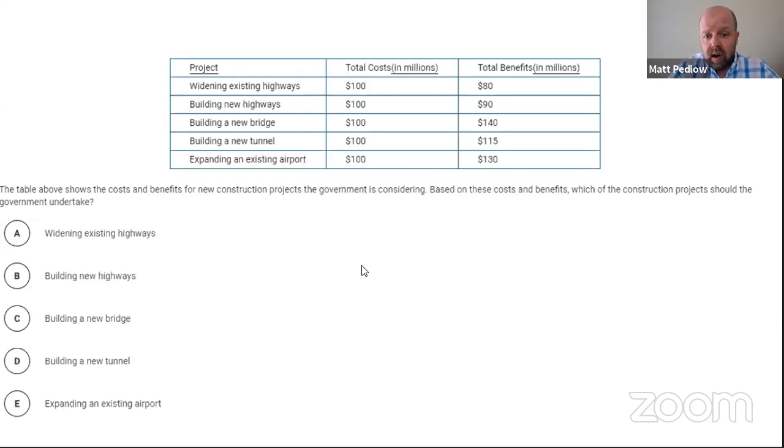B, cost is 100, the benefit is 90. Still, we're not there. C, the cost to society 100 million, the benefit 140. That's pretty good. D, the cost 100, the total benefit 115. So it's okay. We're getting 15 million in benefit. And then E, expanding the airport, you're getting 30 million in benefit. So the question is, obviously, it's between the last three. So you have to say, where are we maximizing? What's optimal here? And it's simply building a new bridge. Because if it costs me 100 million, but I'm getting 140, that's the best thing they could do. It brings us more benefit to everyone.